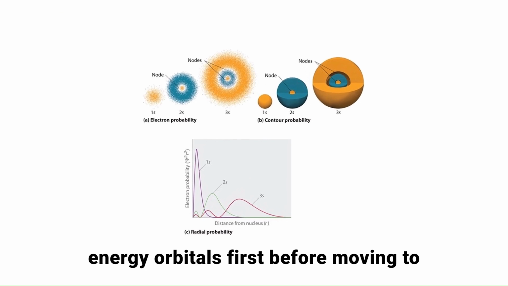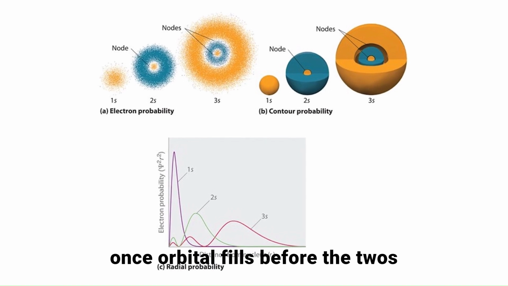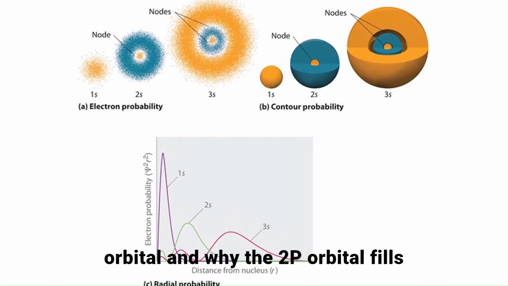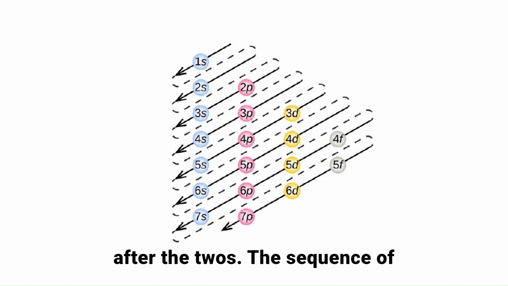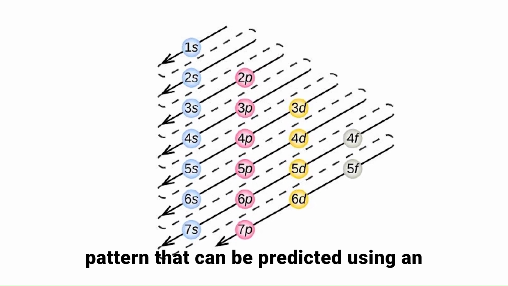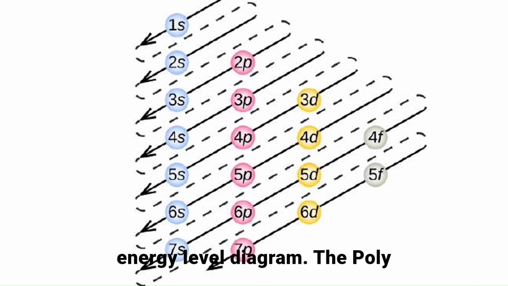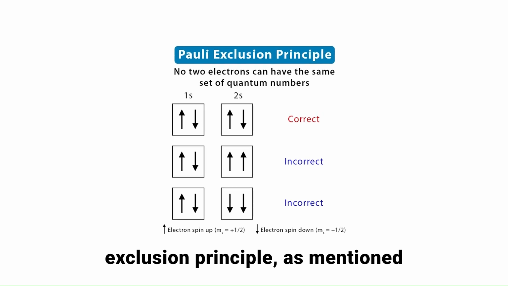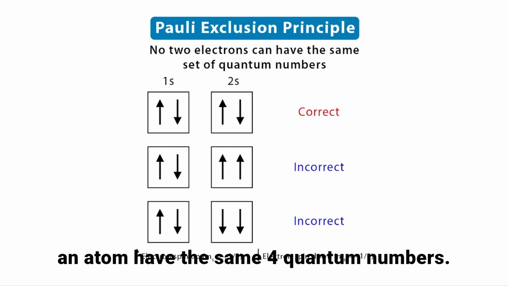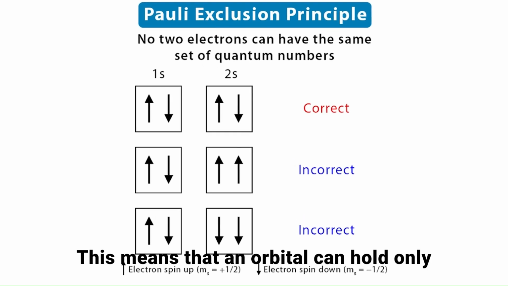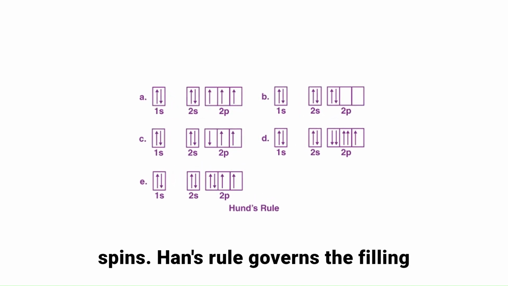electrons fill the lowest energy orbitals first before moving to higher ones. This explains why the 1s orbital fills before the 2s orbital, and why the 2p orbital fills after the 2s. The sequence of orbital filling follows a particular pattern that can be predicted using an energy level diagram. The Pauli exclusion principle, as mentioned earlier, ensures that no two electrons in an atom have the same 4 quantum numbers. This means that an orbital can hold only 2 electrons, and they must have opposite spins.